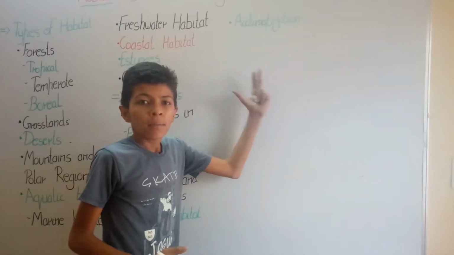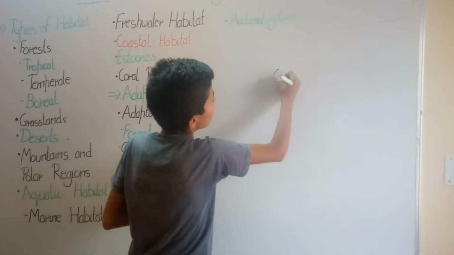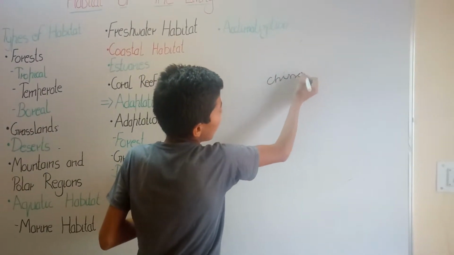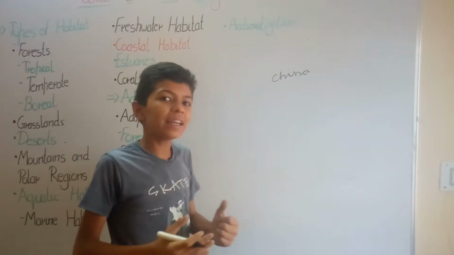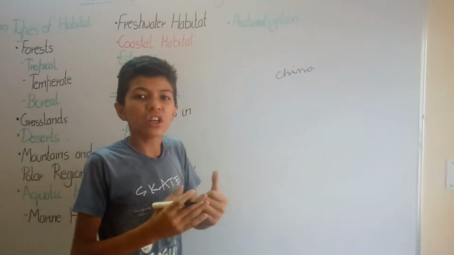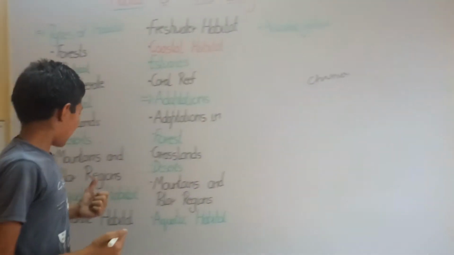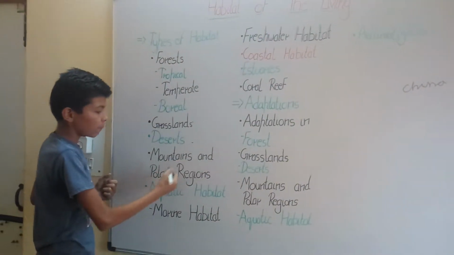So cold desert includes the Gobi Desert of China, and the hot desert includes the Thar Desert of India, the Kalahari Desert of Africa, like that. Then we have mountain and the polar region.